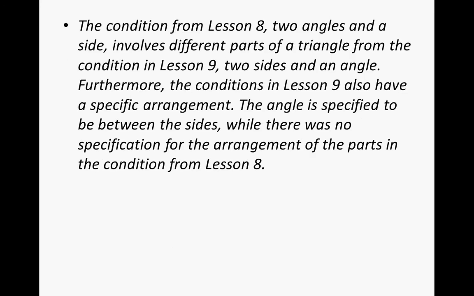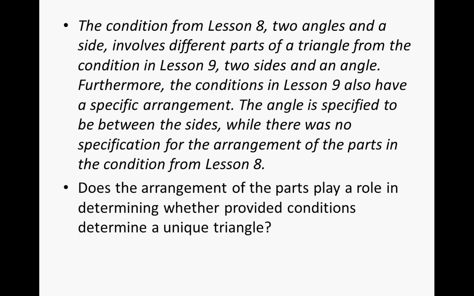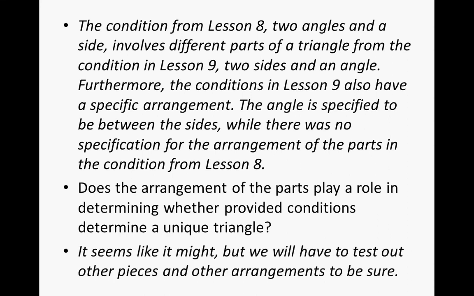Well, the condition from Lesson 8, 2 angles and a side, involves different parts of a triangle from the condition in Lesson 9, 2 sides and an angle. Furthermore, the conditions in Lesson 9 also have a specific arrangement. The angle is specified to be between the sides, while there was no specification for the arrangement of the parts in the condition from Lesson 8. So does the arrangement of the parts play a role in determining whether provided conditions determine a unique triangle? Well, it seems like it might, but we will have to test out other pieces and other arrangements to be sure.